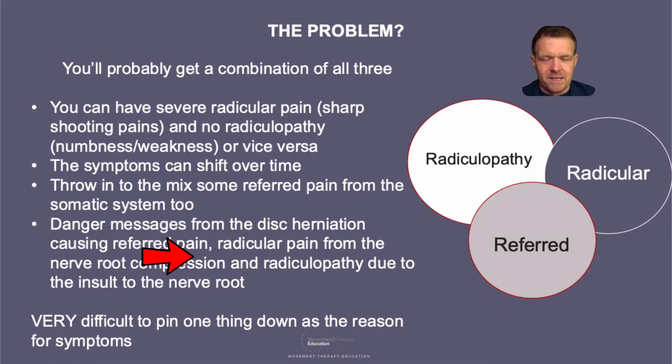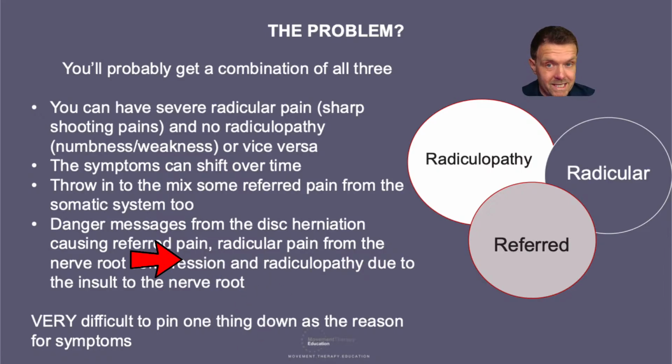We can get danger messages from a disc herniation causing referred pain. So remember, it's not just the muscles and the joints, it can be the disc as well. And radicular pain from the nerve root compression, if there's some inflammation, which we'll have a look at in a sec, but next week. And then radiculopathy due to an insult to the nerve root. Yeah, so we can have all of that going on all at the same time.